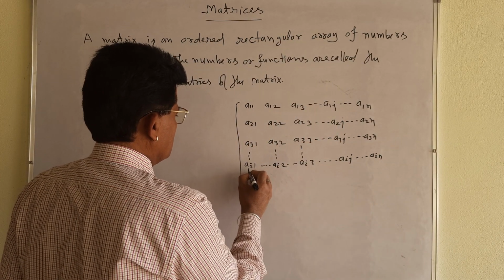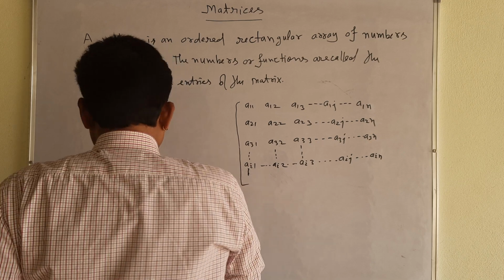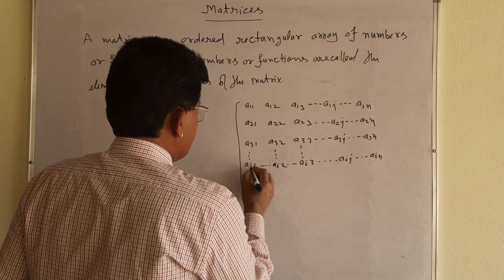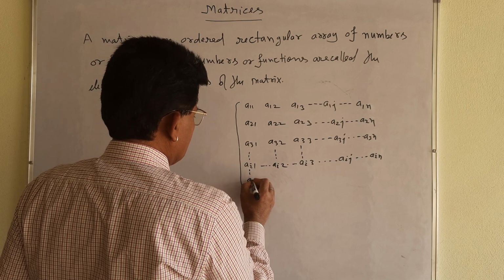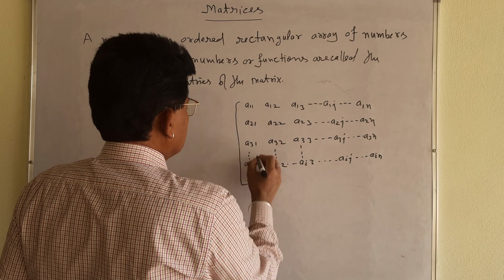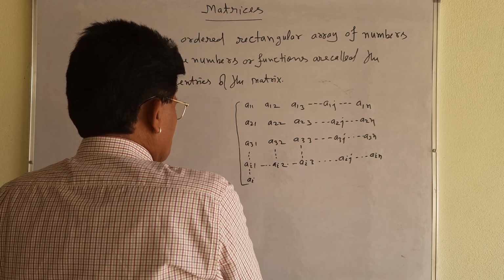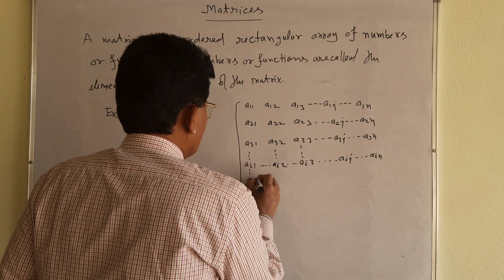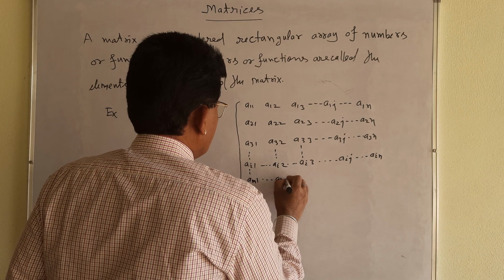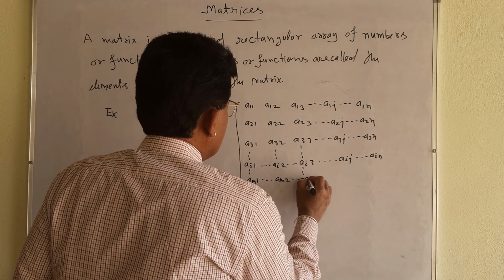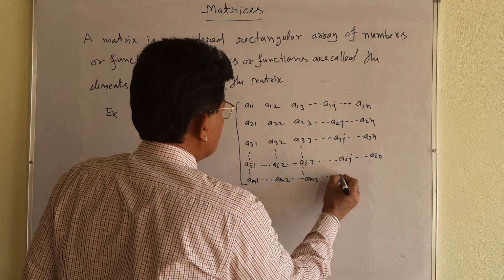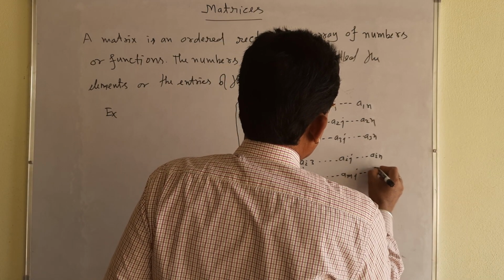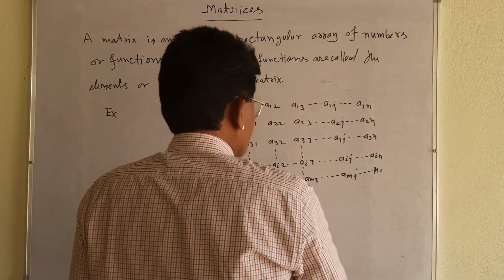Here I will change 1, 2, 3. You can write i for the first entry, and in the place of i, you will take m: Am1, Am2, Am3, Amj, or Amn.